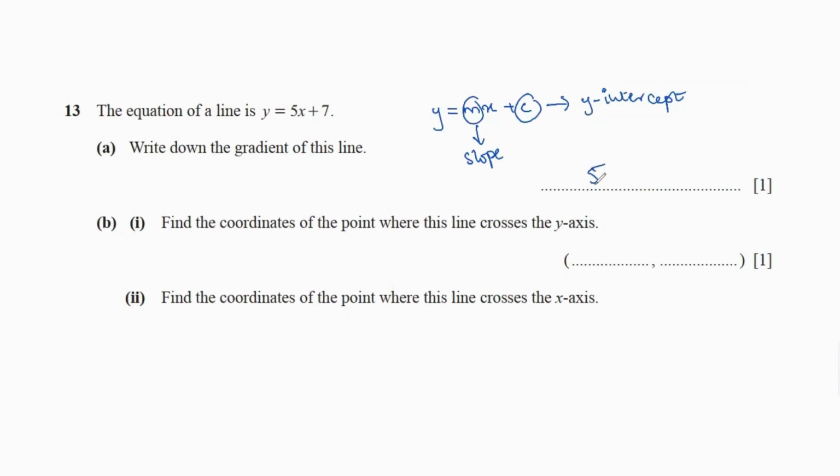Then it says find the coordinates of the point where this line crosses the y-axis. So where it would cross the y-axis, firstly remember that x would be 0, always. So if x is 0, and I've already said that c represents the y-intercept, that means our point where the line crosses the y-axis is going to be 0, 7. You don't need to do any calculation. You don't need to substitute x equals to 0 over here and find the value of y. You can clearly just state that it's going to be 0, 7. And that's it. No calculation required for this part.